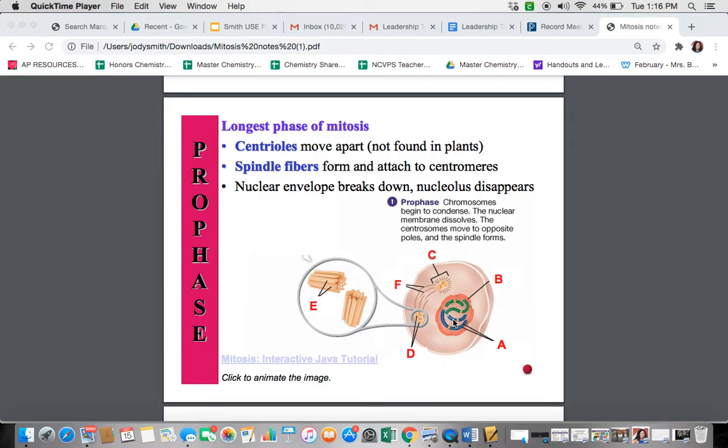All right, so a little bit of vocab here. These are centrioles. These are spindle fibers, and they basically are going to attach to your chromosome and be pulled in one direction or the other. The chromosomes will.